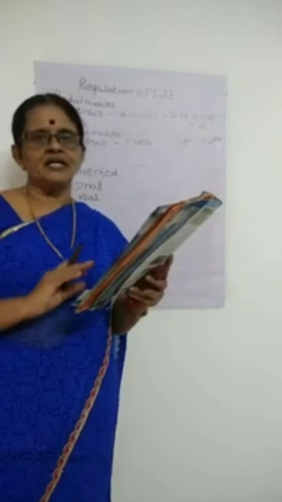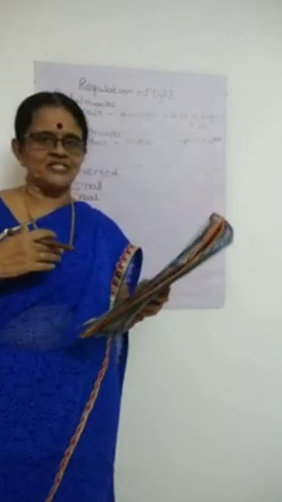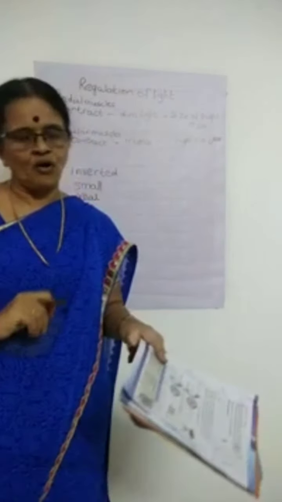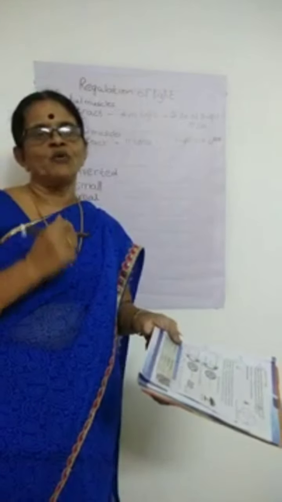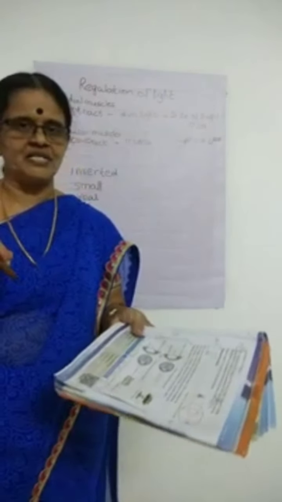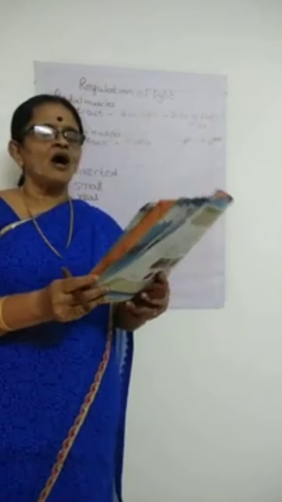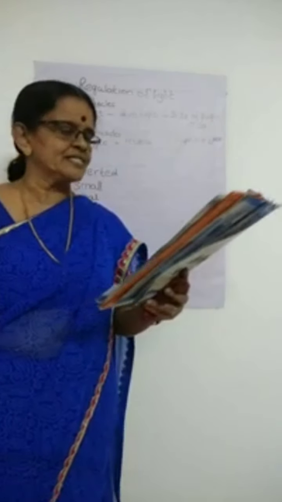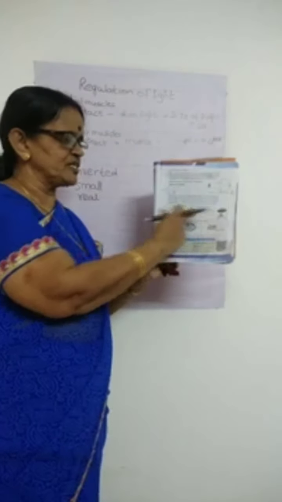Now we are seeing near and distant objects, isn't it? We are seeing near objects, and we are also viewing distant objects. At that time also we have certain changes taking place in the eye. So now let us see how the focal length is adjusted by the lens. You can see there are two figures given here.